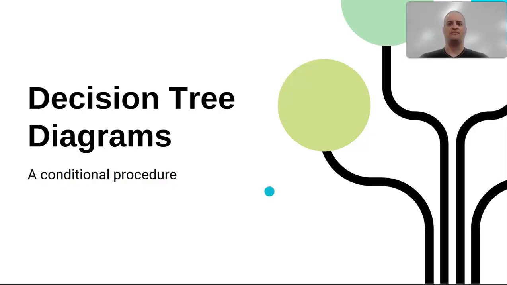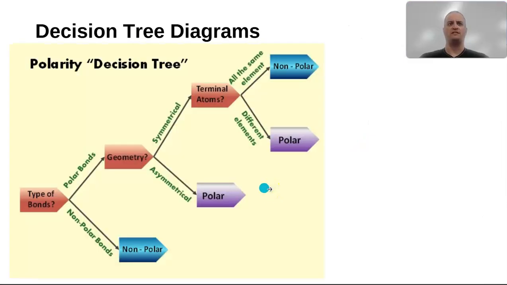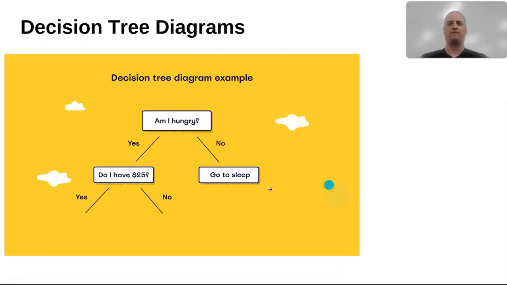Let's take a look. So for example, there's polarity, right? If you start with the type of bonds, you can separate that type of bonds. Does it have the right geometry? Does it have terminal atoms, meaning at the end if they're all the same, nonpolar? If they were different, they could be polar. So this is a way to decide if something is polar or nonpolar.